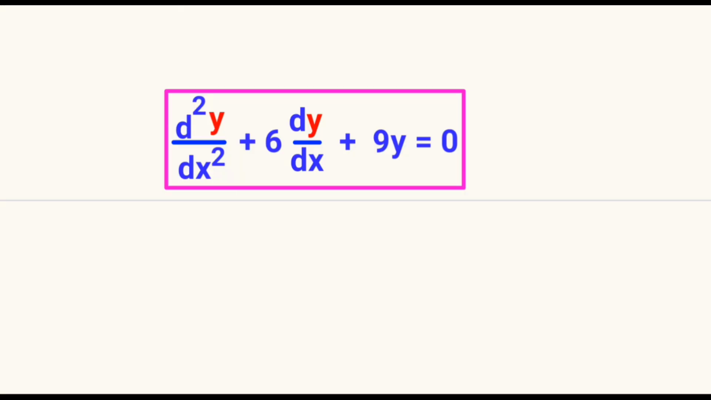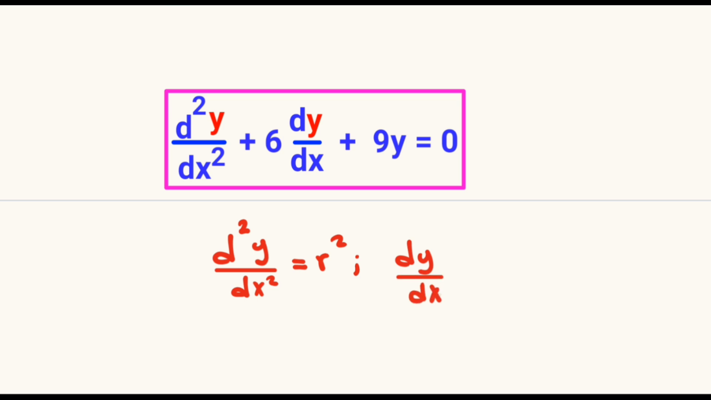For our second question, we have to determine the general solution. We determine first the auxiliary equation, where the second derivative of y with respect to x will be equal to r squared. And if that's the case, then the first derivative of y will be equal to r, and y itself will be equal to 1.